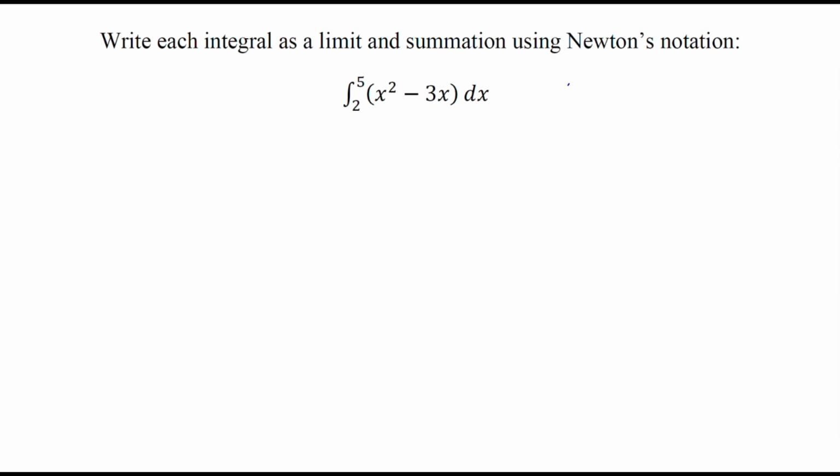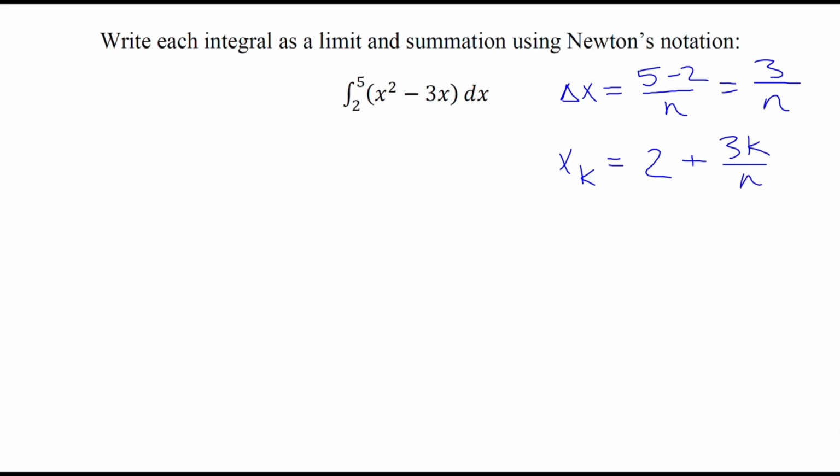Same idea here for this one. We're going to find delta x first. That'll be (b minus a) over n, or 3 over n. And our x sub k will be a plus k delta x. So this time our a is 2, that lower limit, plus k times delta x of 3k over n.